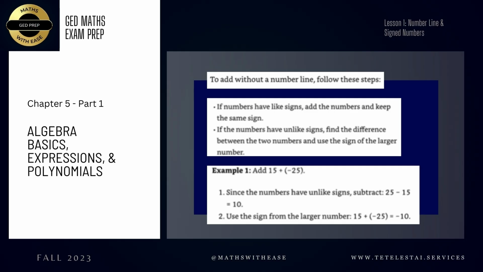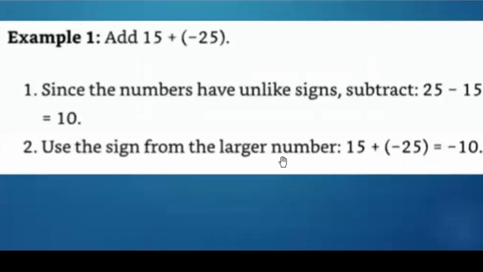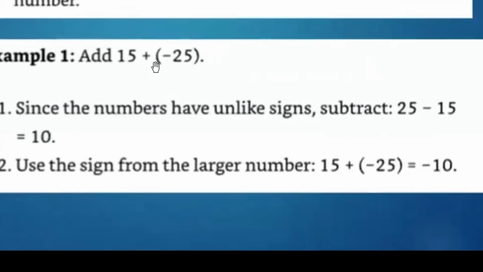And then if the numbers have dissimilar signs or unlike signs, you want to find the difference between two numbers and then use the sign of the larger number. Okay, in this example, we're being told to add 15 plus negative 25. Let me zoom in so you can see this better. Okay, so 15 plus negative 25, right? Since the numbers have unlike signs, you would simply just subtract 25 from 15, which is 10. And then you would use the sign from the larger number. In this case, that's 25 to give you negative 10.